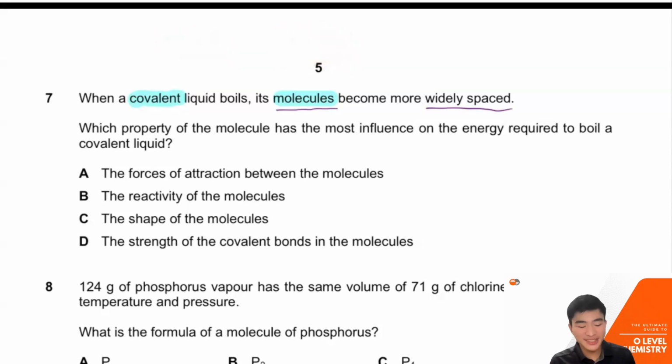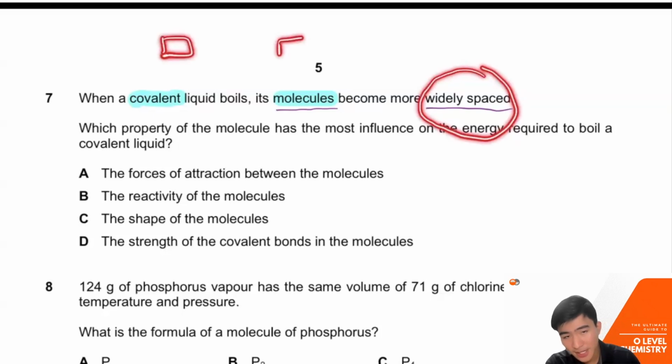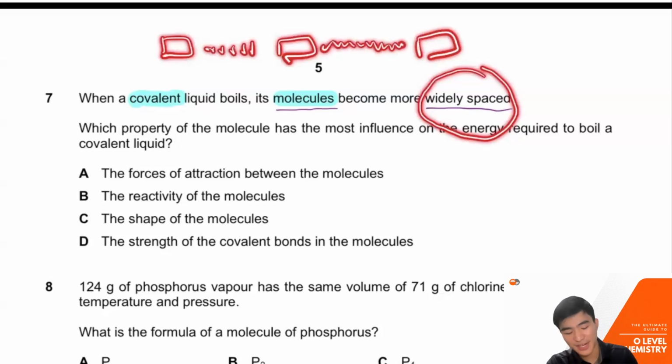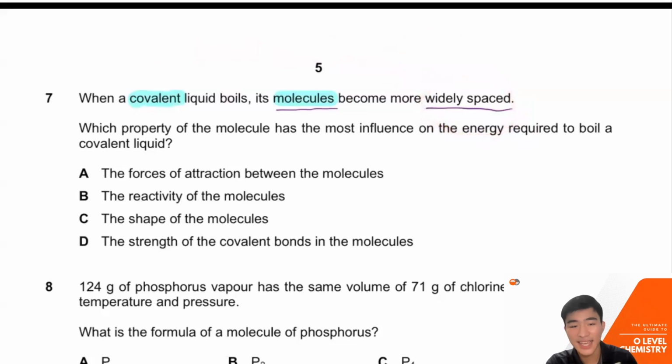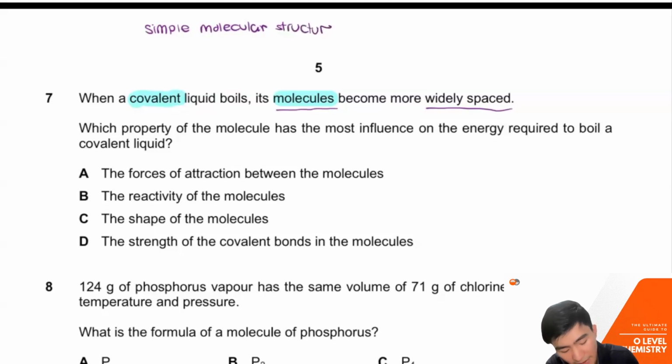For this question, what they are trying to tell you is it is widely spaced, which means I have molecule 1, molecule 2, molecule 3 that have weak intermolecular forces of attraction. Because when I boil, I weaken the intermolecular force. Hence, in this case, we are talking about simple molecular structure. You need to be able to understand this. The question has already hinted to you that it is a simple molecular structure.